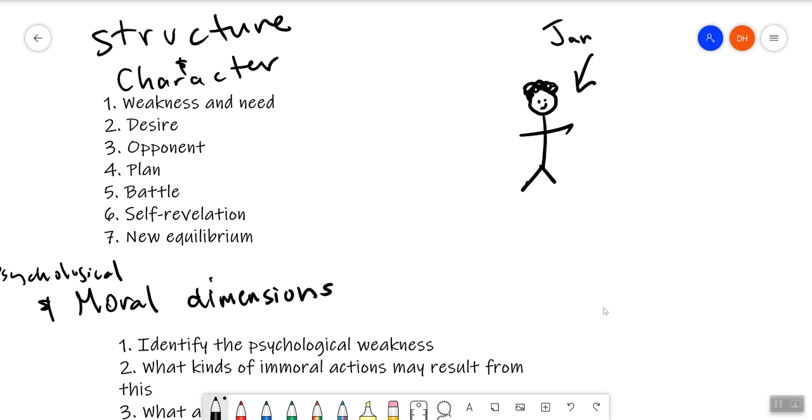We don't want the self-revelation to be too obvious, to hit us over the head. It has to be important, though, for the character. They have to come to that realization. But we don't want the narrator to begin to sermonize. And that's when Jan truly learned the value of love. The end. That would be like a rom-com kind of ending.